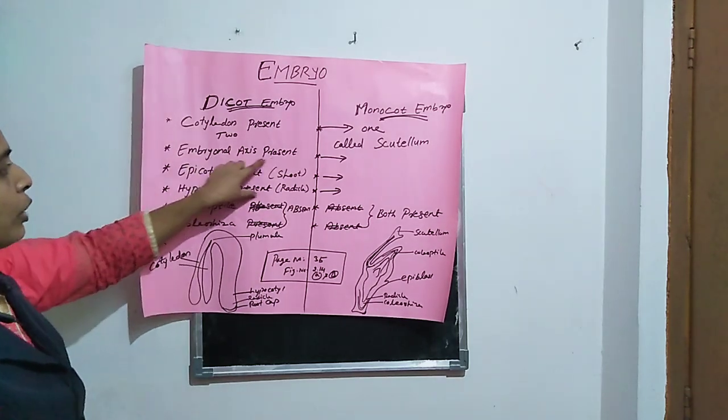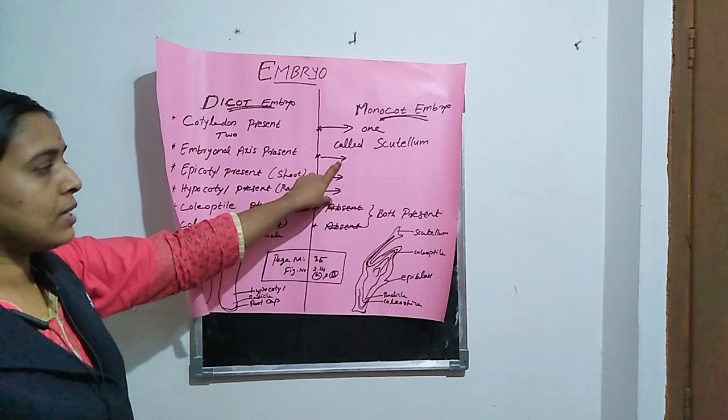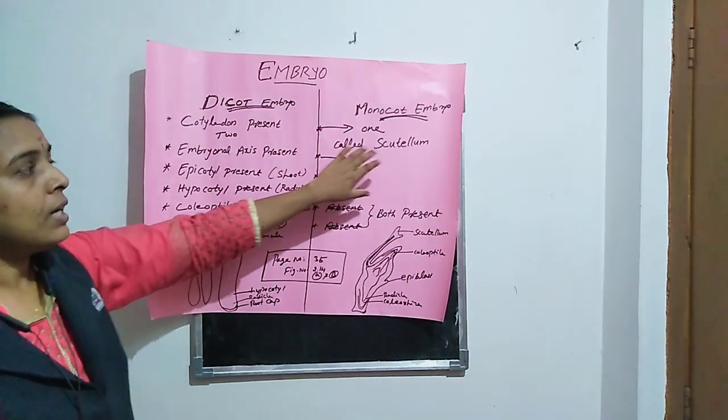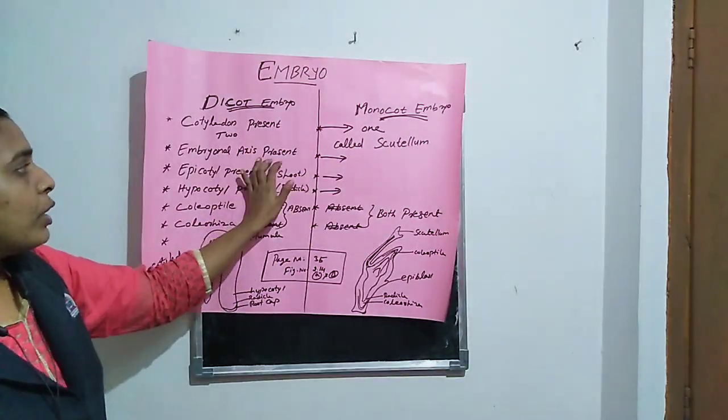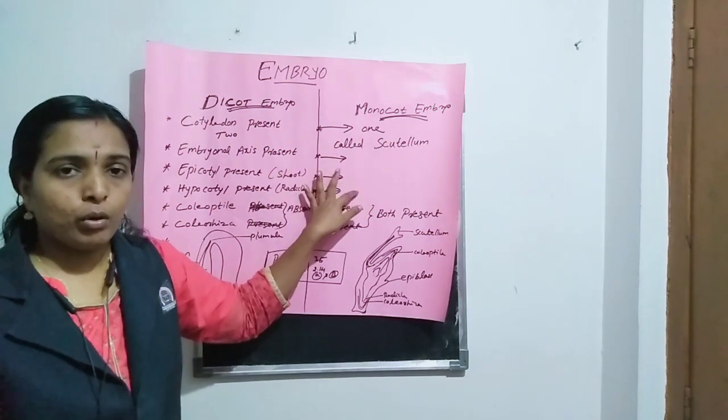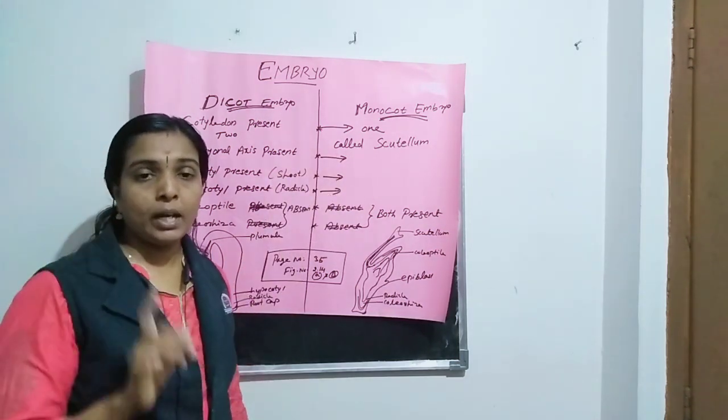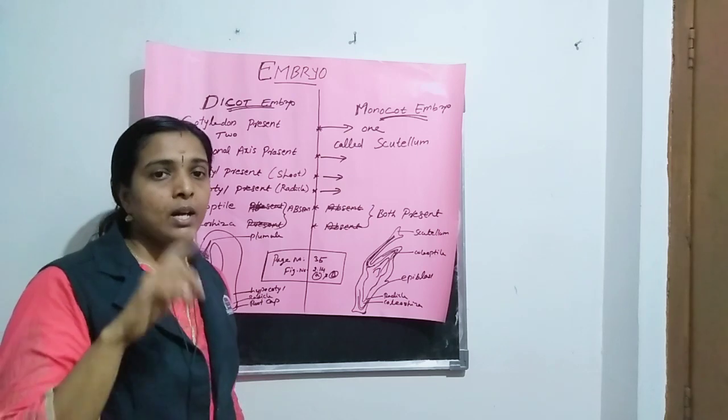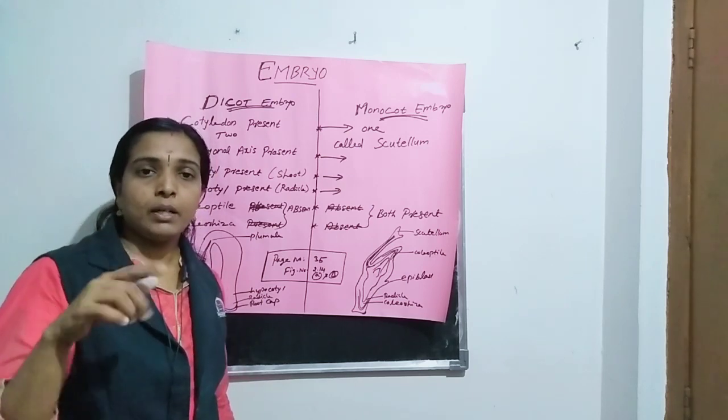Then next, embryonal axis present in both. This arrow mark shows the same point in this column. Embryonal axis is present in dicot and monocot. Embryonal axis with plumule and radicle, upper part and lower part. Plumule becomes shoot and radicle becomes root.